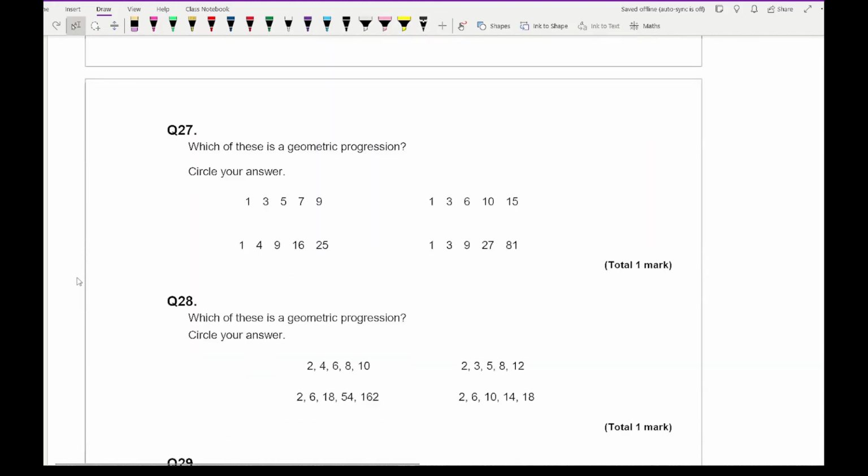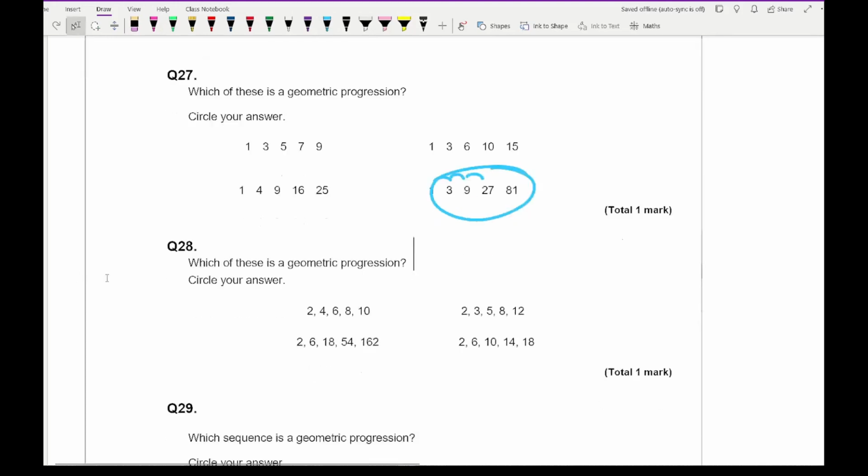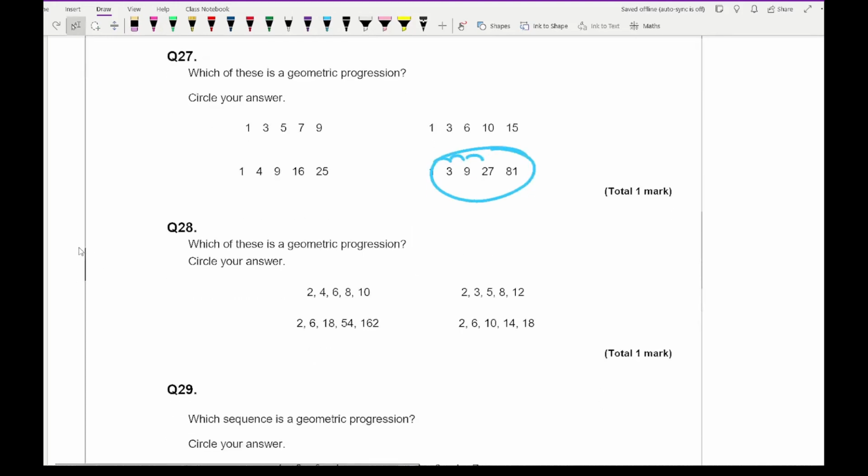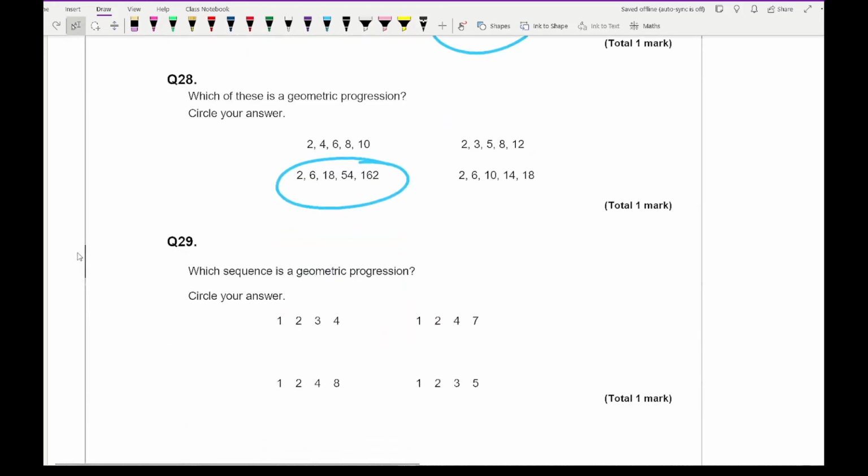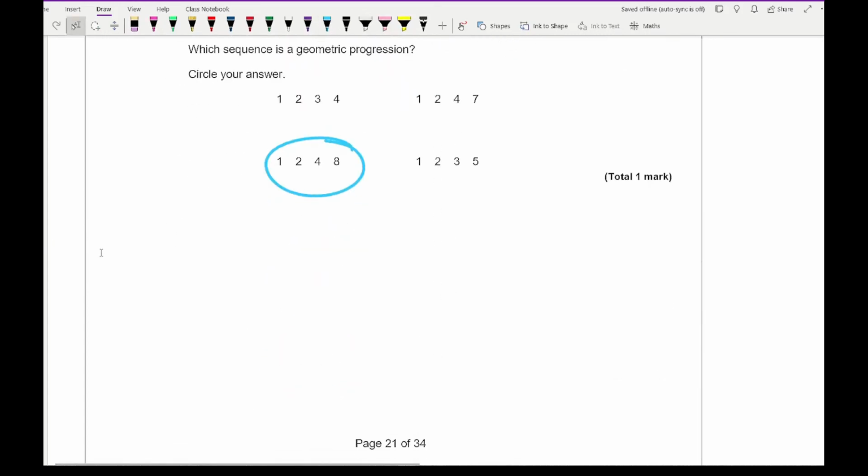Looking at question 27, it says which of these is a geometric progression. So again, what you want to do here is divide as many numbers as you can. So basically looking for which pattern shows where they've got the same multiple, in which the answer for 27 is the fourth one. Which of these is a geometric progression? And the correct answer you should have is this bottom left hand corner. For question 29, which sequence is a geometric progression? The correct answer is the bottom left.